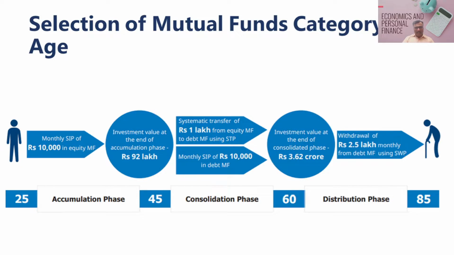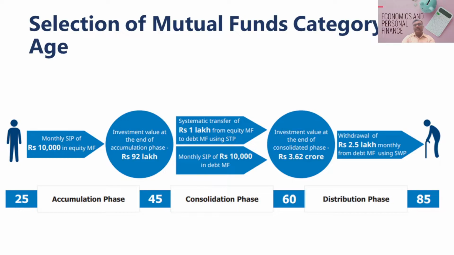As one reaches middle age, adopting cautious investment strategy is advisable. During this phase, maintain 10,000 monthly investment in debt fund and systematically transfer 1 lakh rupees per month to the debt fund from the accumulated 92 lakhs. You can use a systematic transfer plan where you can give instruction to mutual fund to transfer 1 lakh rupees from my wealth to another fund. If you do this for the next 15 years, by the age of 60, you can build a corpus of 3.5 crores.